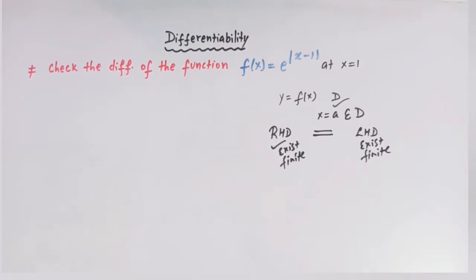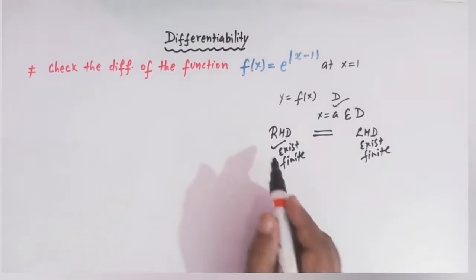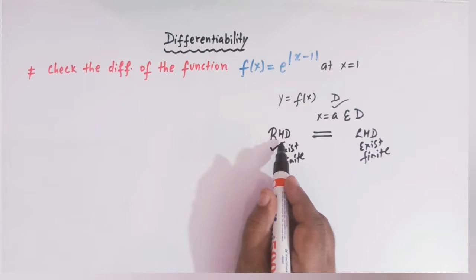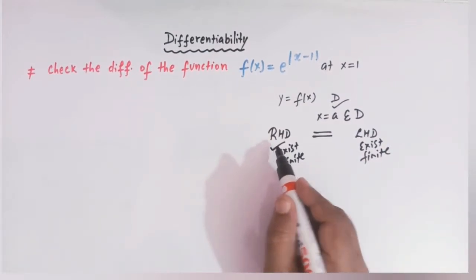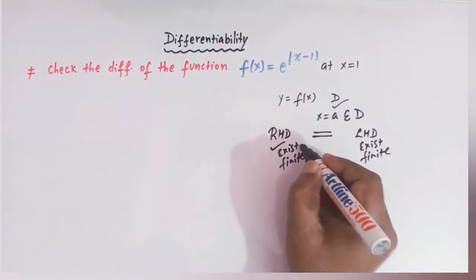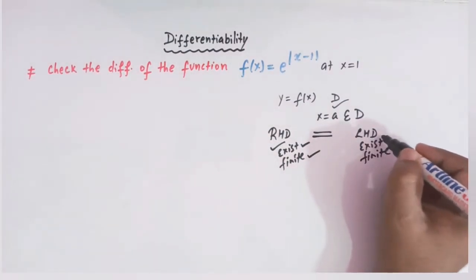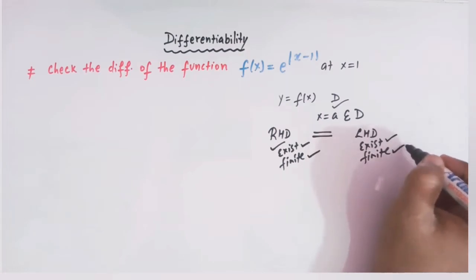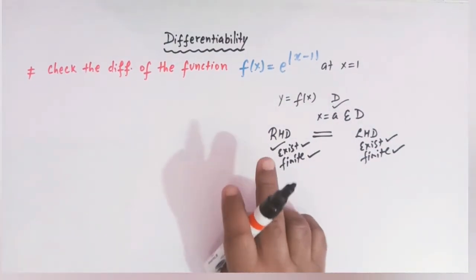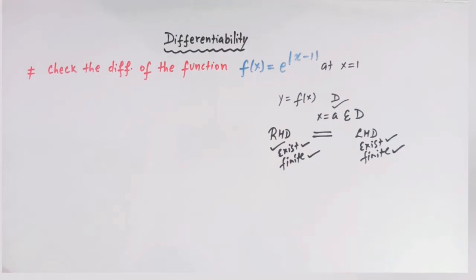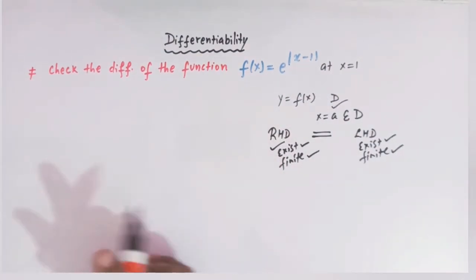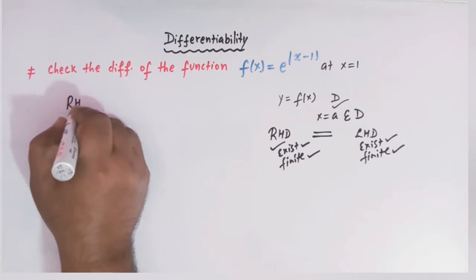In this given problem, we will first find out the right hand derivative, and we will see later on that the right hand derivative does exist and it is finite. Similarly the left hand derivative also exists and it is finite. But both the limits are not equal, so we conclude that the function is not differentiable at x is equal to 1. So let us first find the right hand derivative.